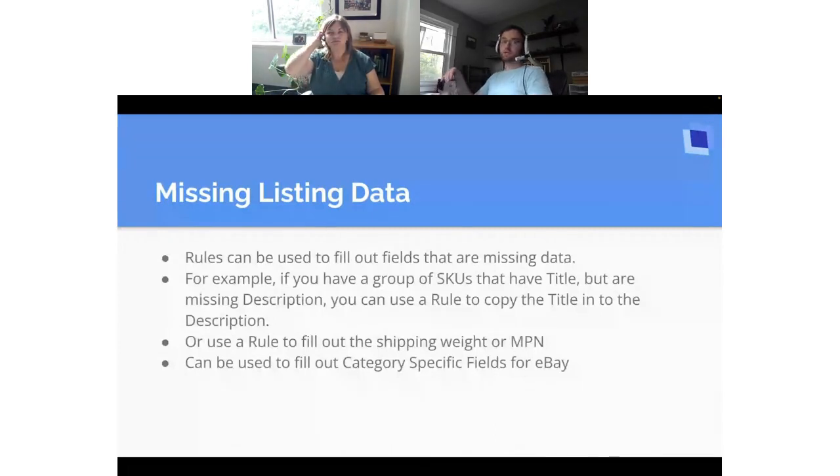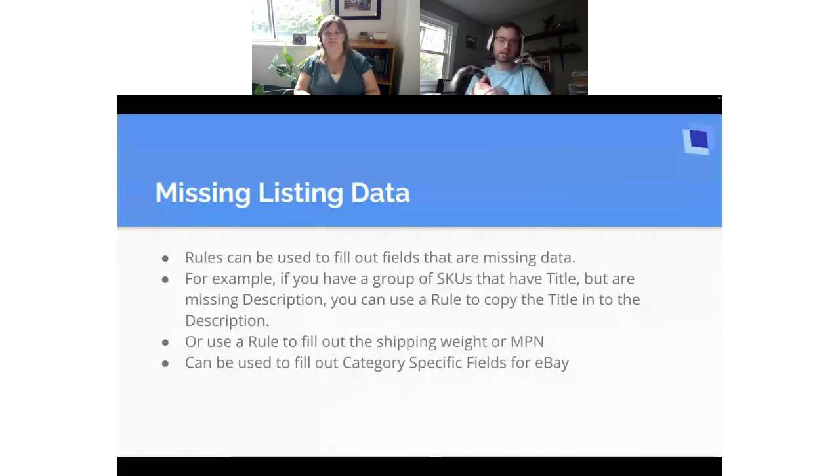Yep, or like shipping weights or MPNs. A lot of people use manufacturer part number, and they usually just have it as the SKU, so they'll take the SKU and copy it into MPN. It's another example. Or shipping weight: I sell a bunch of T-shirts, they all weigh the same, so just create a rule, set T-shirt to 1 pound, or whatever a T-shirt may weigh.